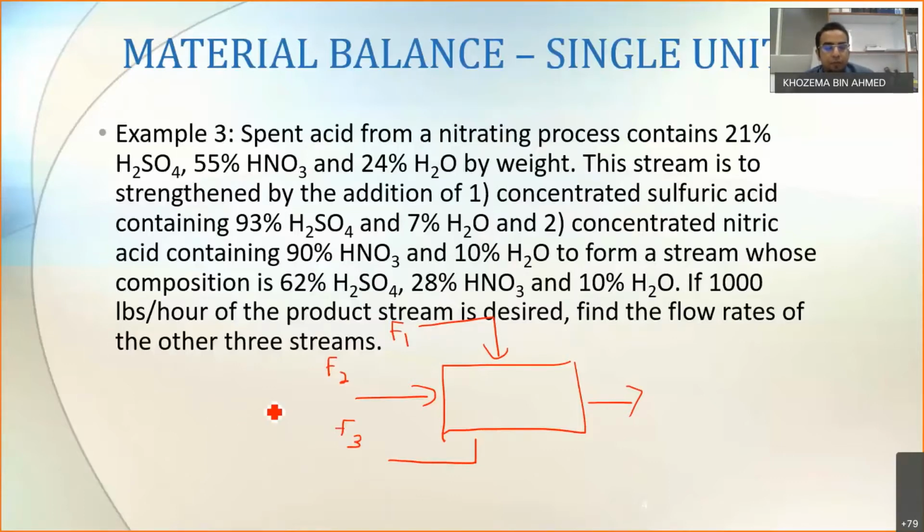We have done the degree of freedom analysis. We got that degree of freedom, right? The number of unknowns is equal to 3, and the number of independent equations is equal to 3. So the degree of freedom is equal to 0, meaning that this question can be solved. So who would like to give me the first answer? What is the flow rate for the spent acid?